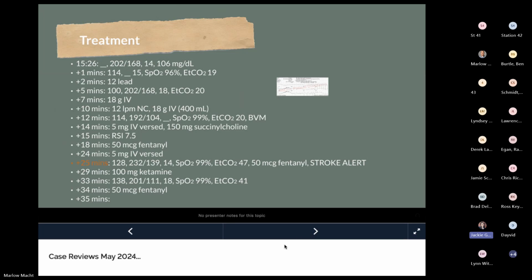They give him another dose of fentanyl, and they initiate him in their documentation as a stroke alert. They say it that way because the Pulsera says a little different. At 29 minutes, they give him 100 milligrams of ketamine for his post-intubation sedation. It looks like maybe they didn't have ketamine initially and another agency brought it, which is why it wasn't used for induction. At 33 minutes, vital signs are essentially unchanged. At 34 minutes, they give him another dose of fentanyl, and they arrive at the hospital at 35 minutes.